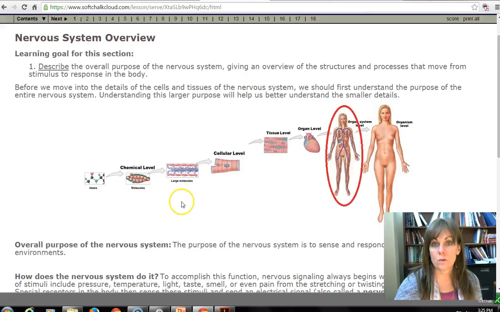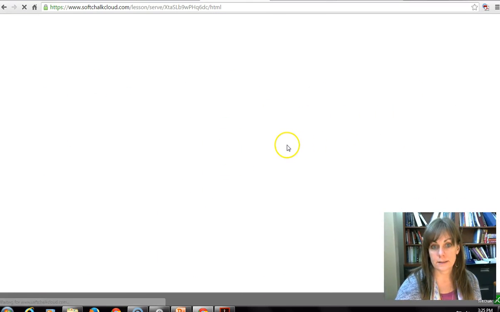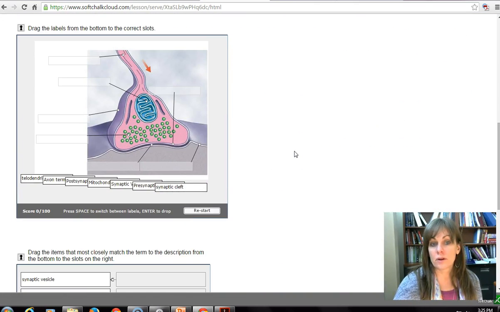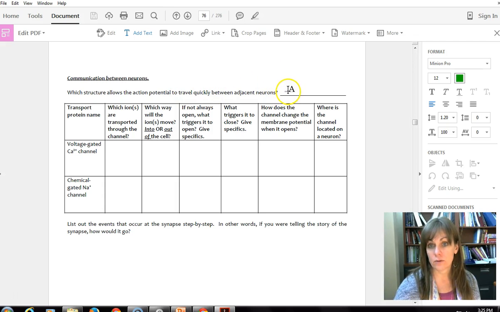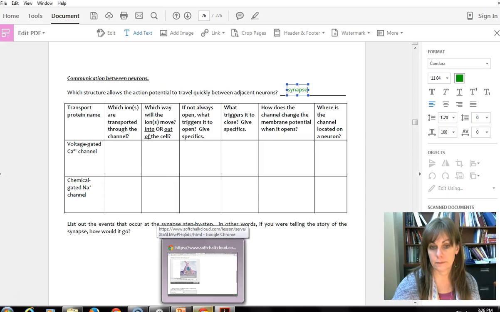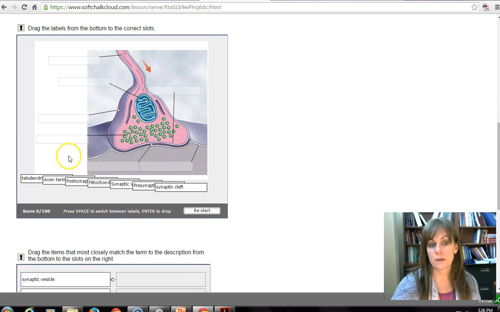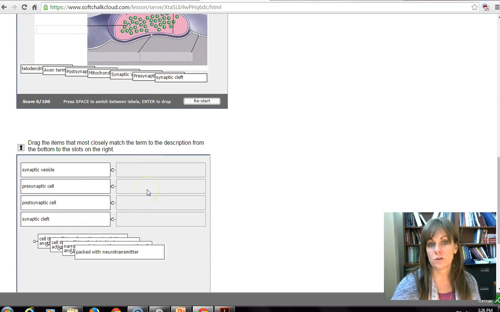Okay, so in your homework lesson, you have a number of things to help you get familiar with this structure called the synapse. In your notes, it asks you which structure allows the action potential to travel from one neuron to another, from one adjacent neuron to another. That is the synapse. So these are some things that help you to get familiar with it.